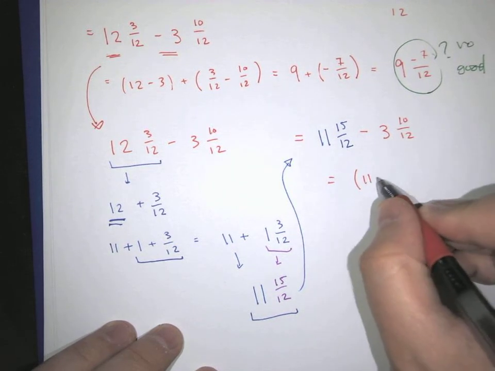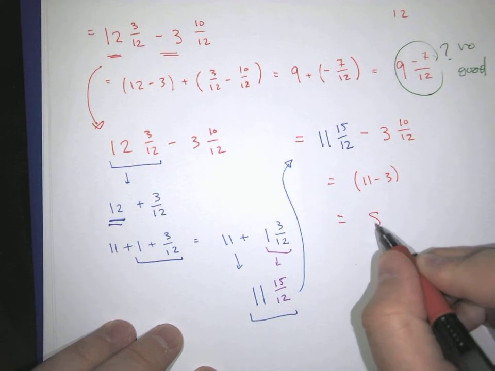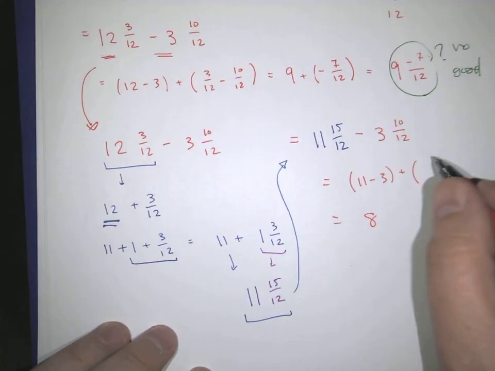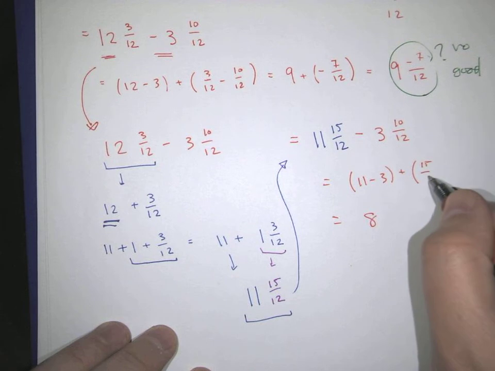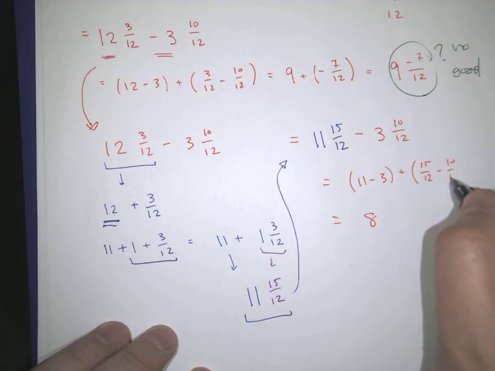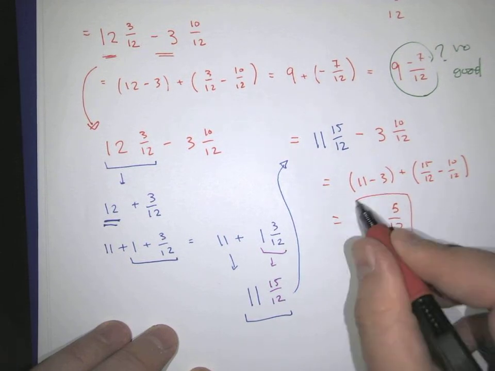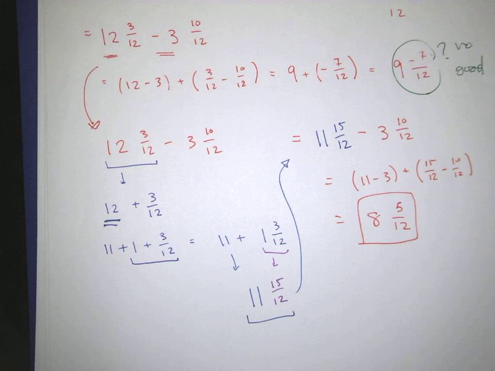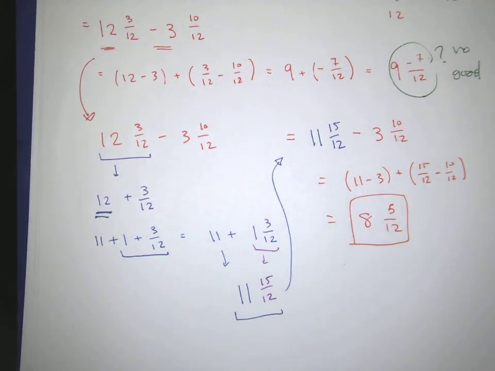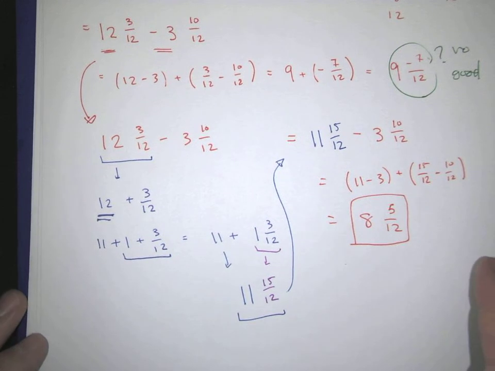That leaves me with a better setup where I can do 11 minus 3 is 8, and then I can get my fractions going side by side: 15 over 12 minus 10 over 12. That's going to leave me with 5 over 12. So 11 minus 3 is 8, and then I'll get this new fraction left over, 5/12. I'm left with a nice answer that is a mixed number. It's not anything that I need to do any conversions on. It's in the form that I'm after, and everything's looking pretty good.